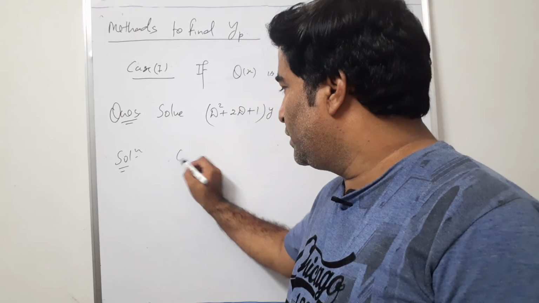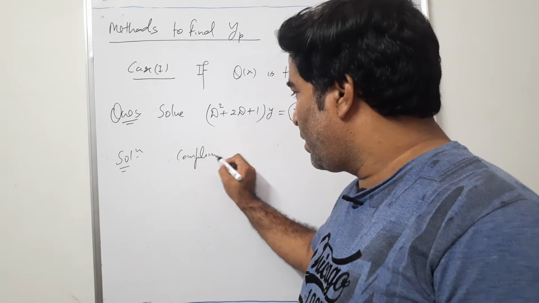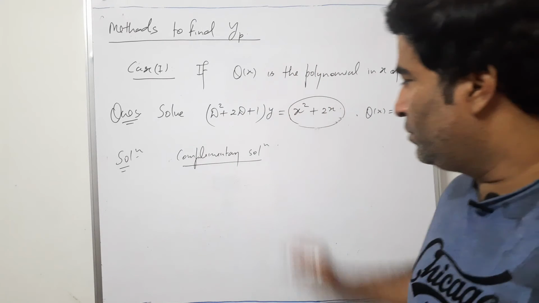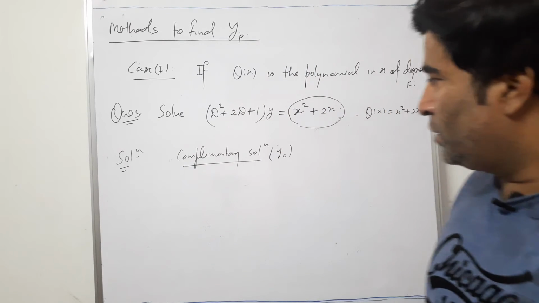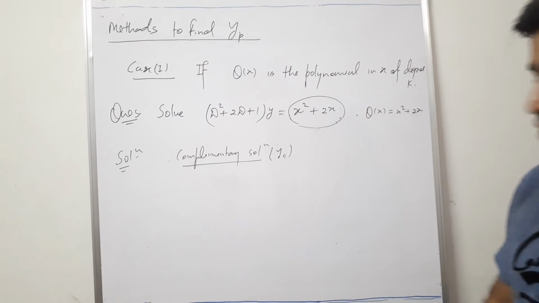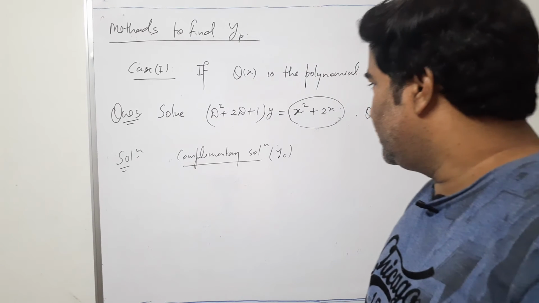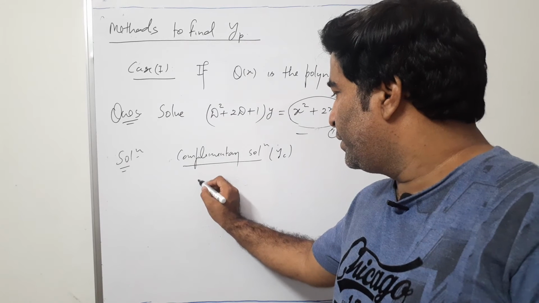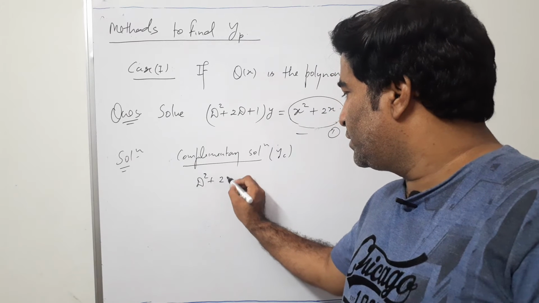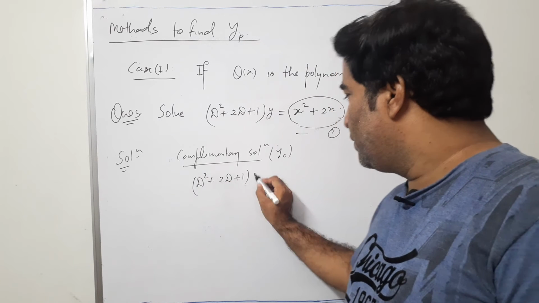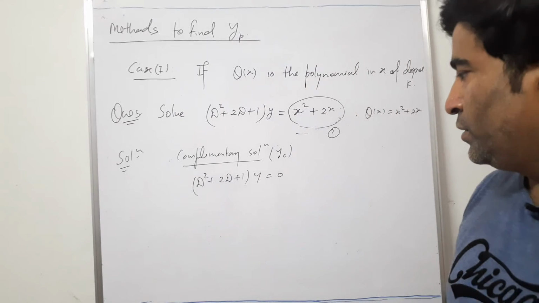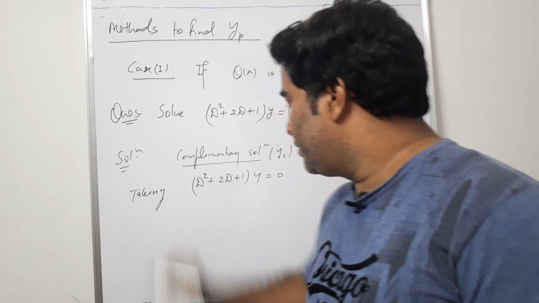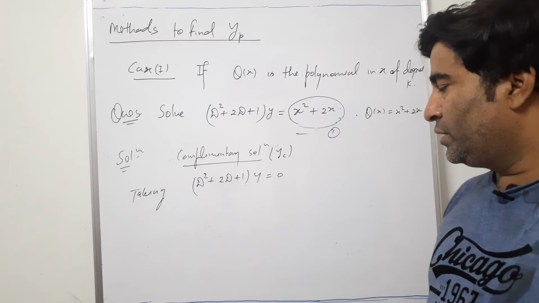First of all we find the complementary solution. To find the complementary solution, we make a homogeneous linear differential equation from the given differential equation. Suppose this is (D square plus 2D plus 1) y equal to 0. Okay, here we take Q as 0.